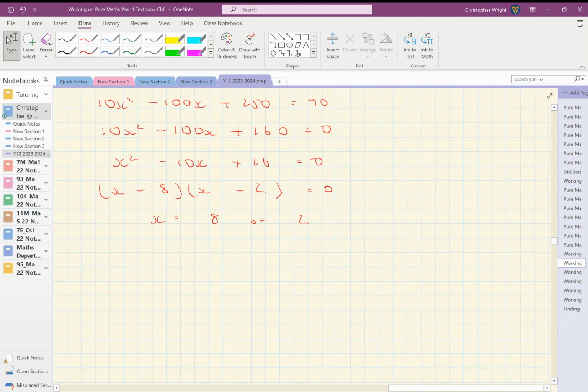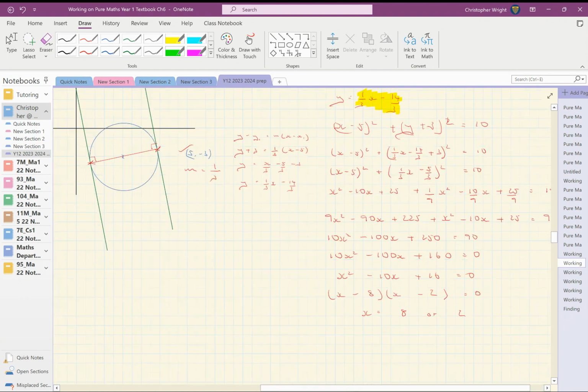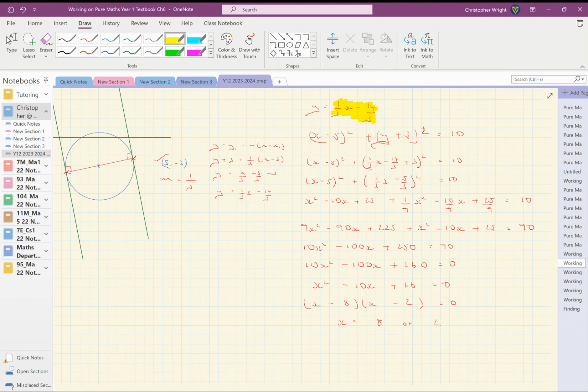Let's just go back to our diagram. Remember what we're doing here. We're finding the coordinates of these 2 points. I found the x-coordinates of both of those points. So now I shall put those values of x into this equation here. So if x equals 8, then y will be a third of 8, 8 thirds minus 14 thirds, which will give me minus 6 thirds, which gives me a y of minus 2.